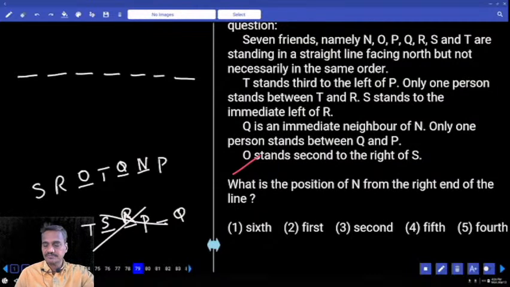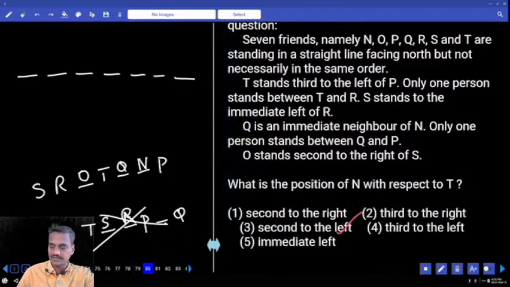Then 79. What is the position of N from the right hand? Right hand is second. Second, choice 3, 79. 80th, position of N with respect to T. Second to the right. That is again choice 1, question number 80.